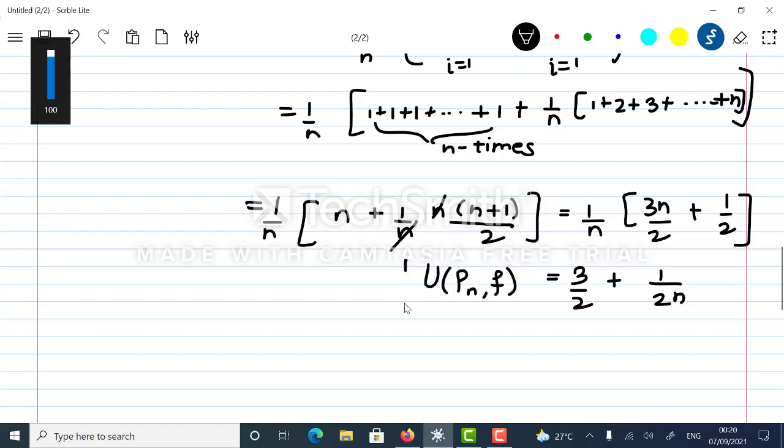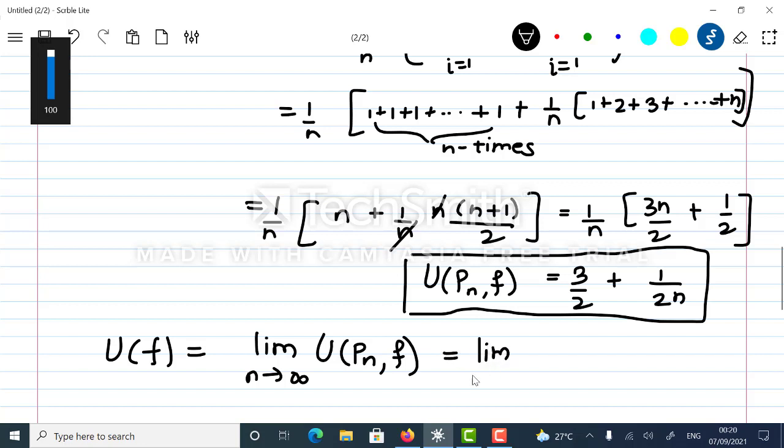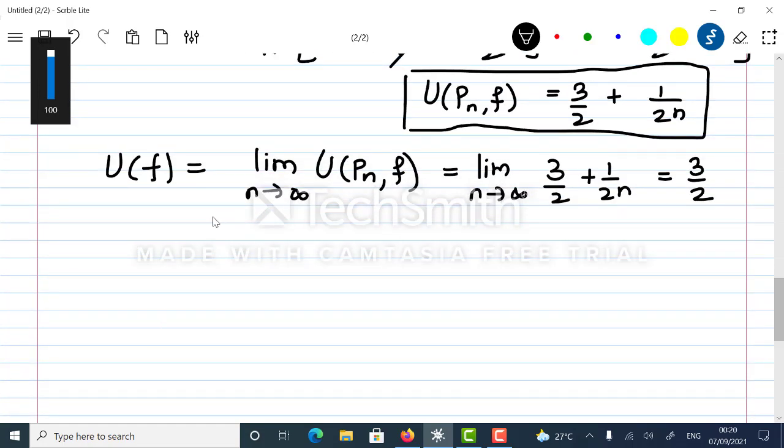So if I take this P_n as an n-part partition, then U(f) is the limit as n goes to infinity of U(P_n, f), provided this P_n must be in n parts. So this will give me 3 by 2 plus 1 by 2n. This limit goes to 0, so it will be 3 by 2. So I got U(f) as 3 by 2.